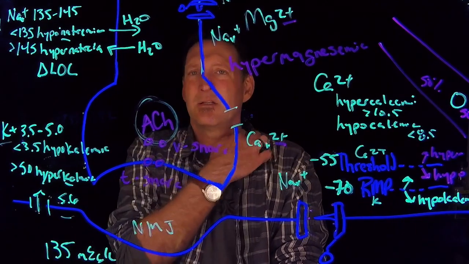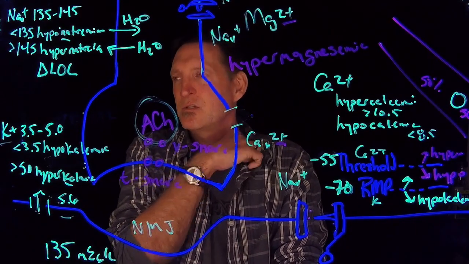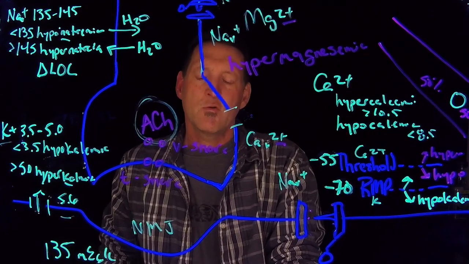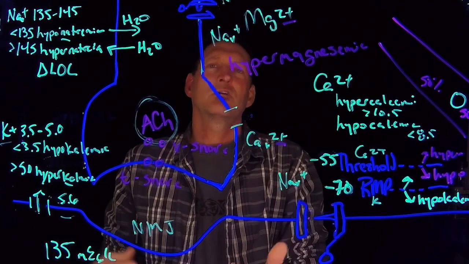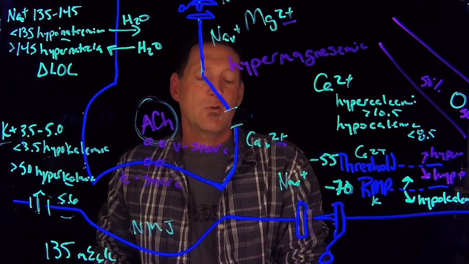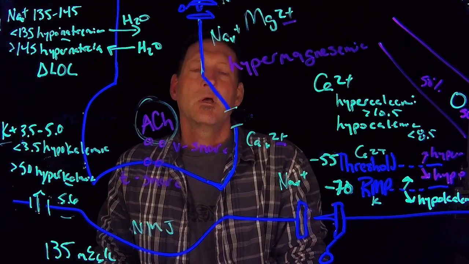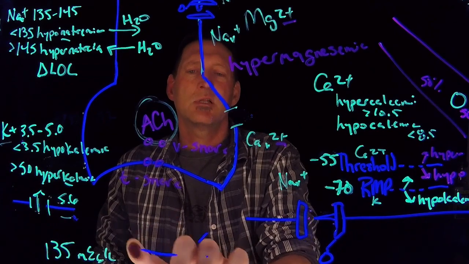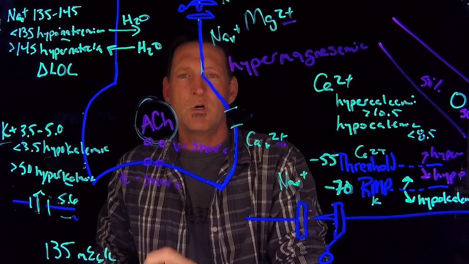Let me give you a clinical example of this. Let's say you have a lady and she's in the first part of her third trimester. Well, first part of the third trimester, what you don't want is uterine contraction, because it's too early. So let's say that this target cell right here, instead of being the neuromuscular junction, is the uterine wall.